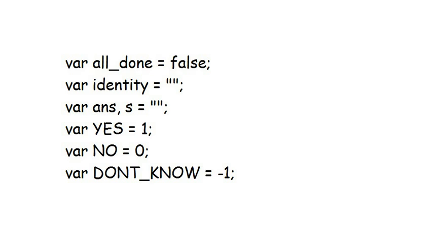Here are the other global variables that I use. The variable allDone controls the program in a large loop, repeatedly processing rules or asking questions. AllDone is only set to true when either the bug has been identified or it has run out of rules. The identity of the creepy crawly is stored in the variable identity. It is set initially to an empty string to indicate that we don't know what the thing is. The variable ans is used to store the answer temporarily whenever a question is asked, and numeric variables are set up for yes, no, and don't know, simply for convenience.